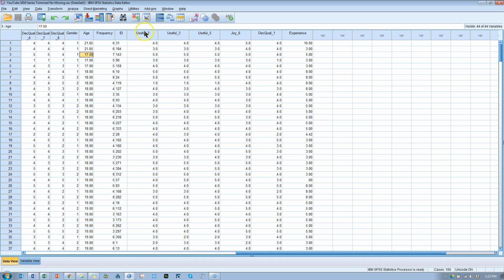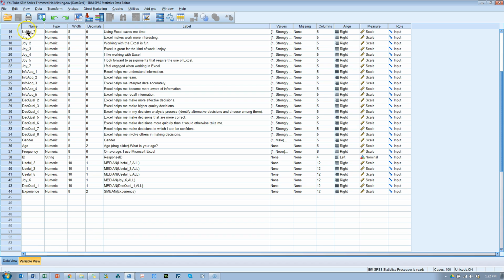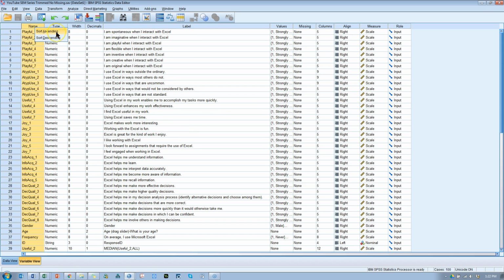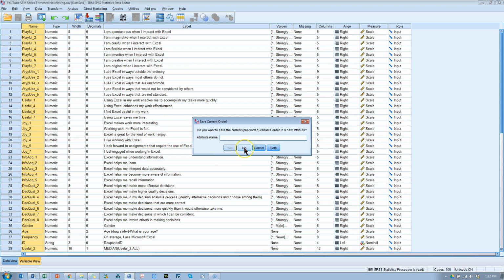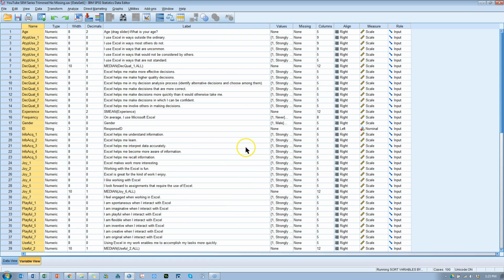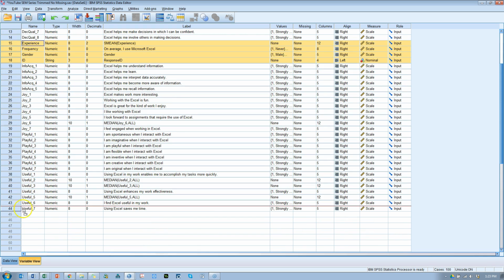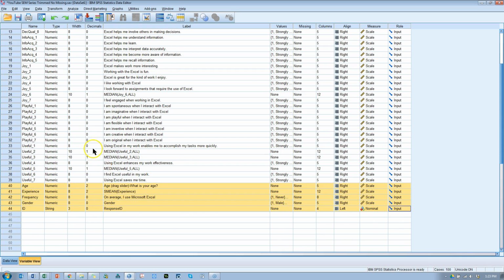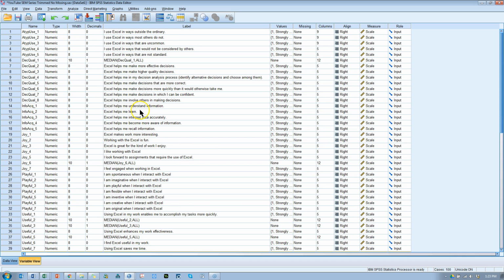And I'm going to go ahead and reorder these variables. Look, we have these guys at the end here because we imputed them. We replaced the missing values. I'm going to resort this column, sort ascending. It's going to say, are you sure you want to do this? The answer is yes. But do you want to save it as a different thing? No. Okay, we're in order now. I'm just going to put age, ID, gender, frequency, experience, all at the bottom again. Okay, there we go. The next thing to do is a factor analysis.